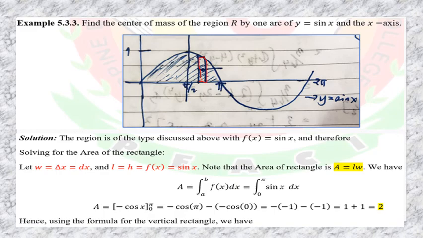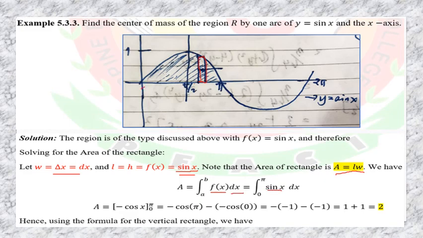Let's see if we can get the height of the rectangle. Since it is vertical, the width of the rectangle is delta x, and the length is upper minus lower. The upper is the curve y equals sine x, and the lower is the line y equals 0. So, sine x minus 0 is just sine x. Note that the area of the rectangle is in this form: we have the integral of f of x dx, where f of x is replaced by sine x, and dx stays dx.